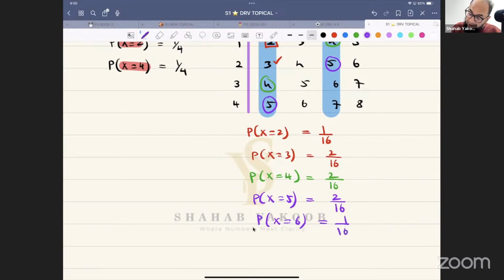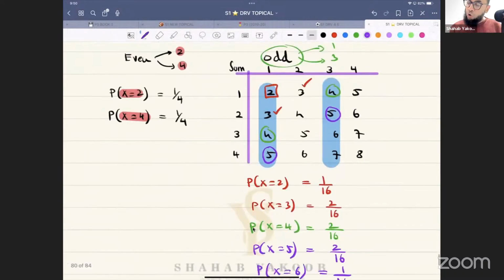And then I have probability x is equal to 7. That's also 1 out of 16. So let me just write it properly. This is 1 out of 16. All good? Now, are there any common ones?